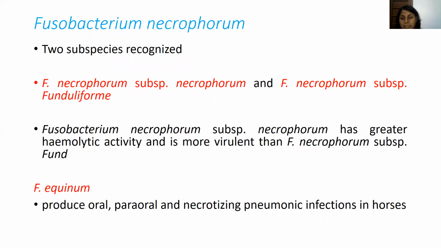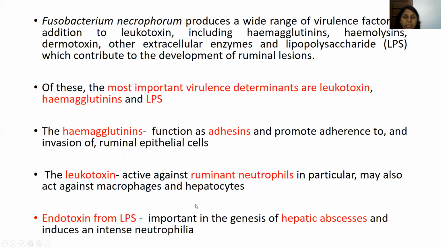Fusobacterium necrophorum has two subspecies, Fusobacterium necrophorum subspecies necrophorum and Fusobacterium necrophorum subspecies funduliforme. Fusobacterium necrophorum subspecies necrophorum has more hemolytic activity and is more virulent than the other subspecies. And Fusobacterium equinum is responsible for the production of oral, paraoral, and necrotizing pneumonic infection in the case of horses.